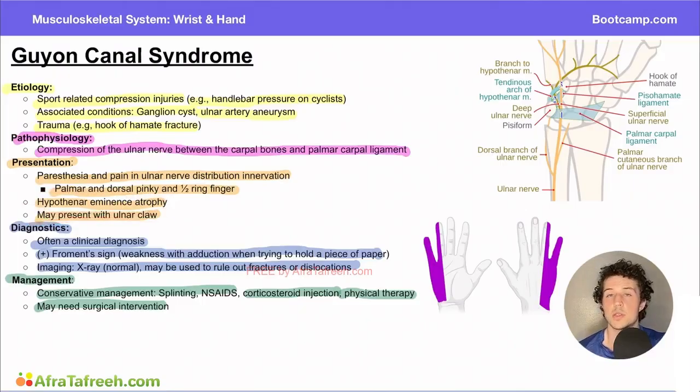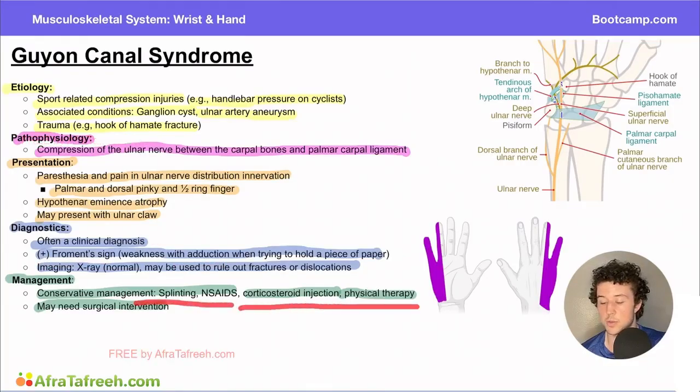Again, we want to distinguish this from cubital tunnel syndrome, where there may be motor deficits from some of the forearm muscles or pain with flexion of the elbow. In Guyon canal syndrome, flexion of the elbow should not worsen the symptoms. It is often a clinical diagnosis in which we may use Froment sign to test the strength of thumb adduction. And the treatment for this condition will start conservatively with splinting, rest, NSAIDs, cortico injection, and physical therapy, but surgical intervention may be necessary. And a practice question might sound something like this.